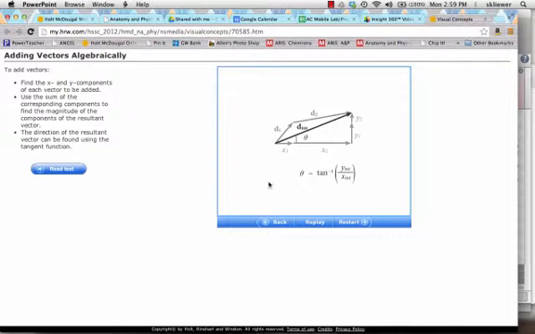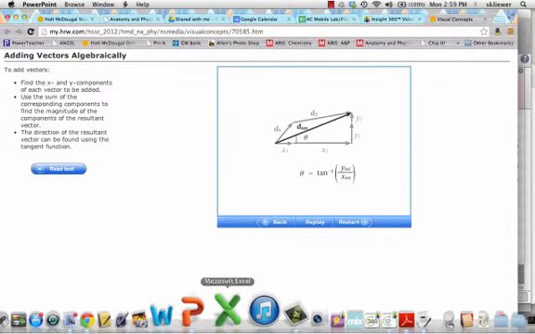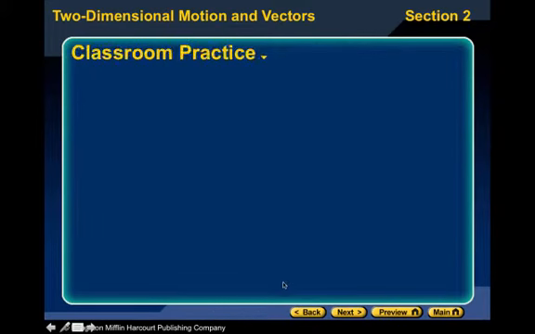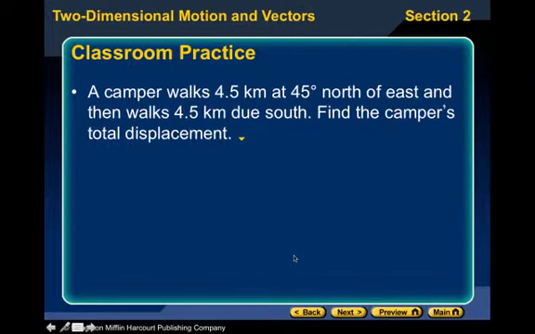Very good. That's it. Okay, a camper walks 40. Yep, let's do this problem. A camper walks 45 kilometers at 45 degrees north of east, and then walks 45 kilometers due south.